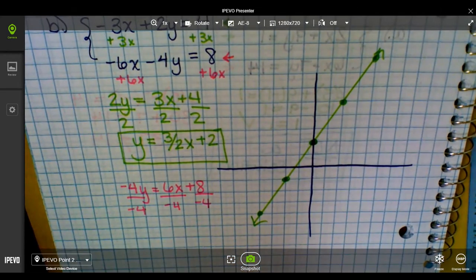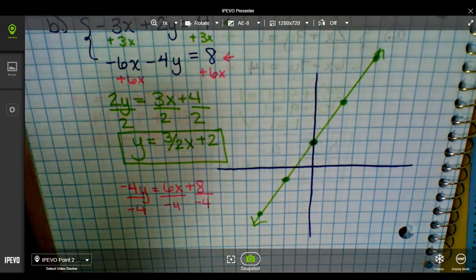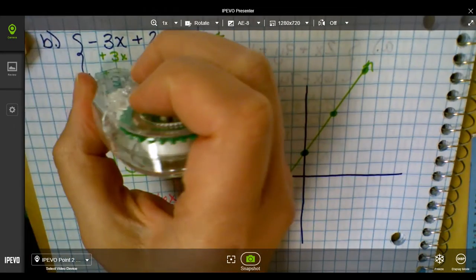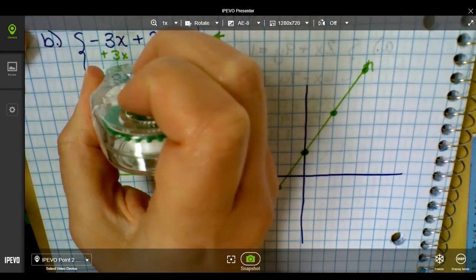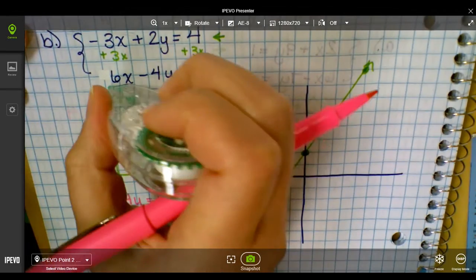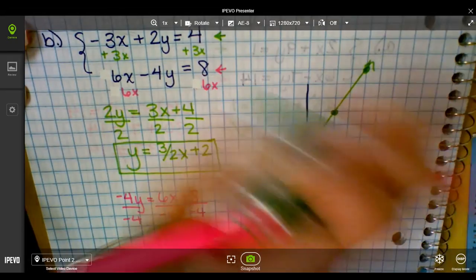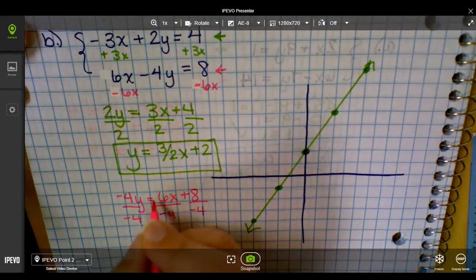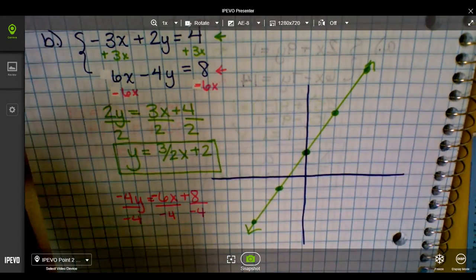Hold on, I think I made a mistake in this one. Oh, I did. Originally, I'm sorry, it's just the way that I wrote it. And I do need it to be this way. This was supposed to be a positive 6. So I'm going to change this to subtracting. And you'll see why I'm doing this in a second. I apologize. Okay, so I'm subtracting the 6x over here. So this guy is going to be negative.